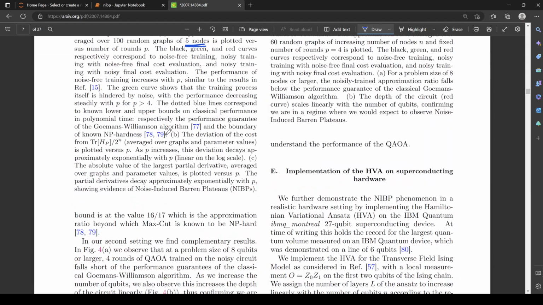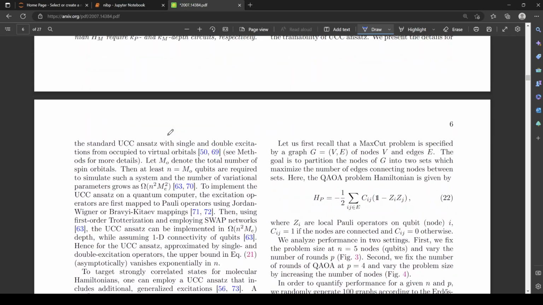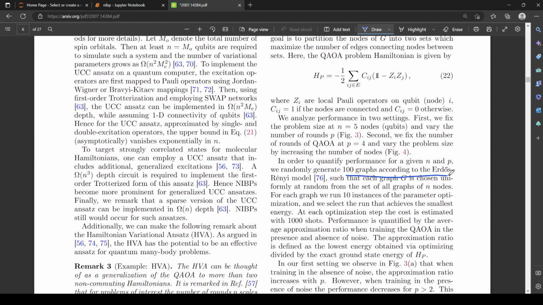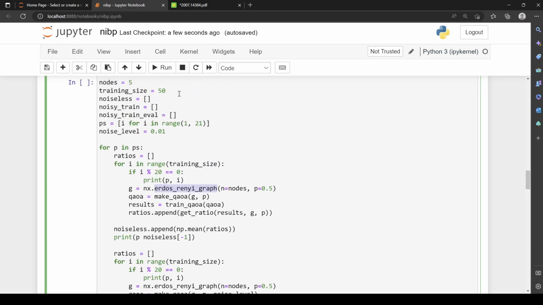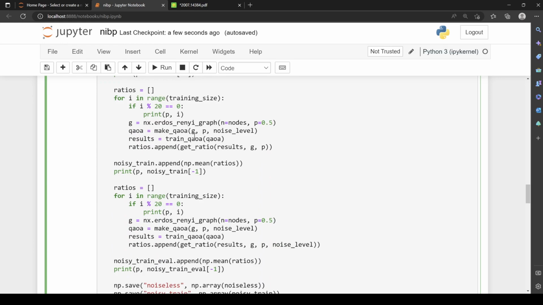This is, of course, as mentioned somewhere in here, a random graph with problem size and varied number of rounds. We can see here 100 graphs are generated, Erdős-Rényi graphs, such that each graph is chosen uniformly. So it's uniform, which means the probability of each edge is 0.5. And this is the Erdős-Rényi graph generator. We make the graph, we get the results, and we repeat this process for however many. In this case, I only did 50 instead of 100. And we do that for each of our noiseless evaluation, noisy eval, and noisy train, and all of that.